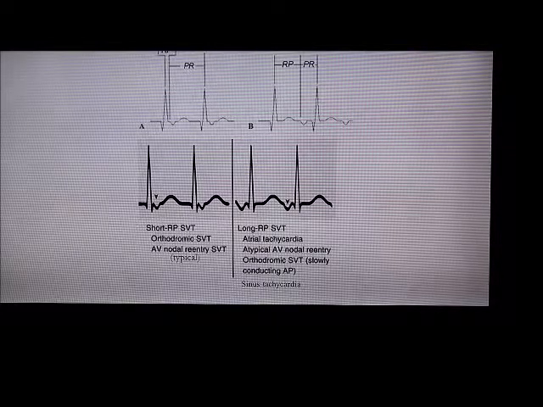So short RP, you have orthodromic SVT, the usual accessory pathway SVT, this is short RP, and the typical AV nodal reentrant SVT. Okay, long RP is atrial tachycardia, atypical AV nodal reentry, AVNRT, and this is very rare actually in pediatrics. A specific type of accessory pathway is called PJRT. So PJRT is a long RP tachycardia. Even sinus tachycardia is a form of long RP tachycardia, and the same for atrial tachycardia.